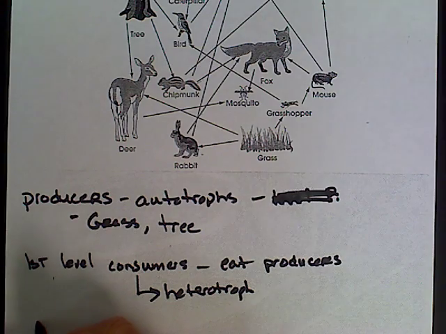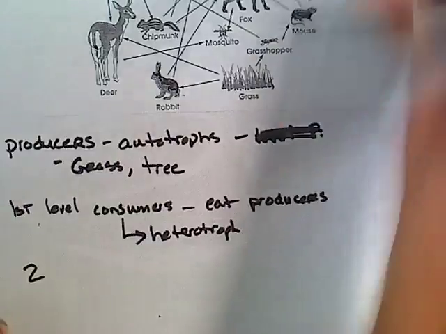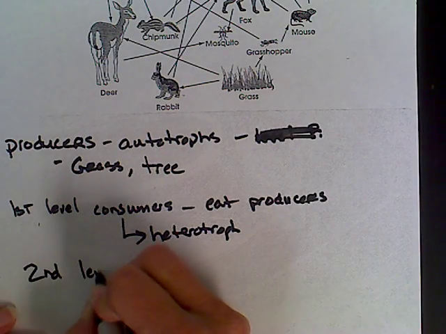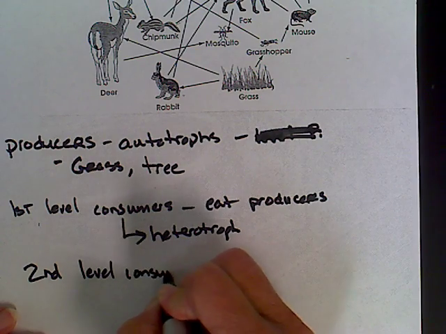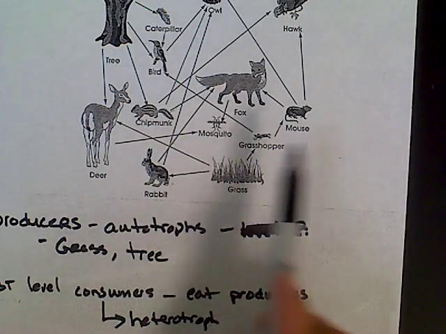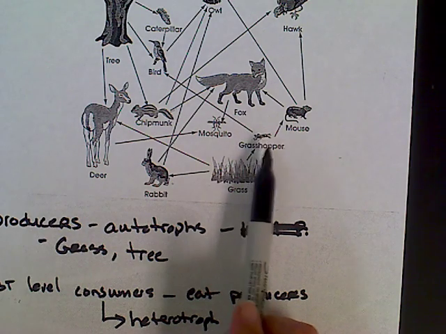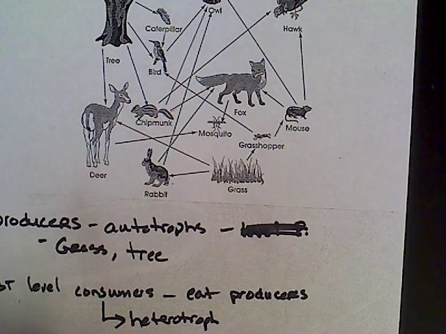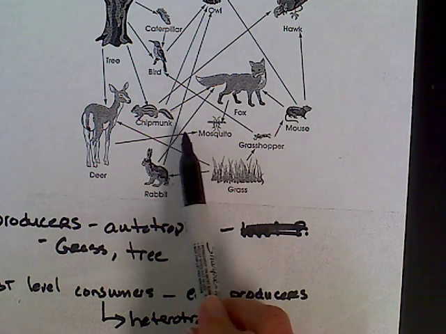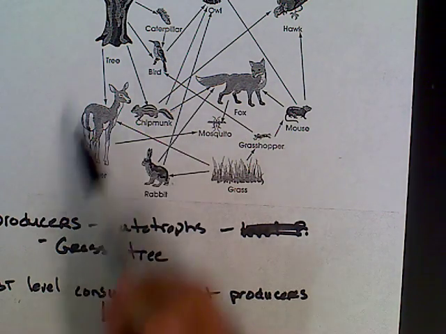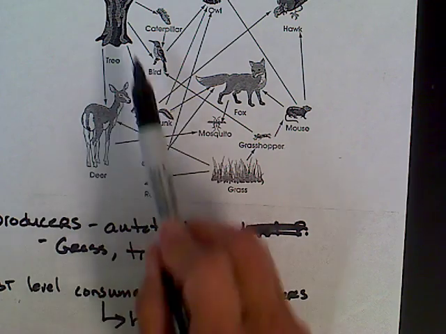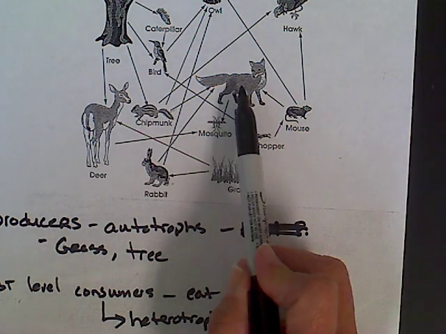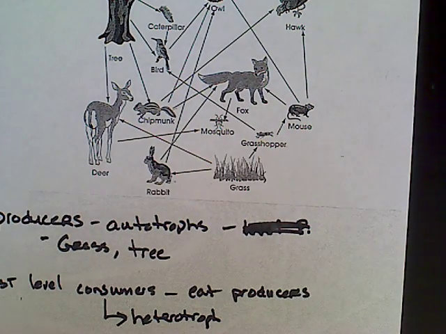Then I have my second level consumer. All right? So we have our second level consumer, also known as heterotrophs. If I look up here, those are the guys that are eating my first levels. So here's my grasshopper. A second level consumer would be my mouse right here. A second level consumer here would be something that's eating my chipmunk, which would be my fox. So that's my second level consumer. They eat the other things.